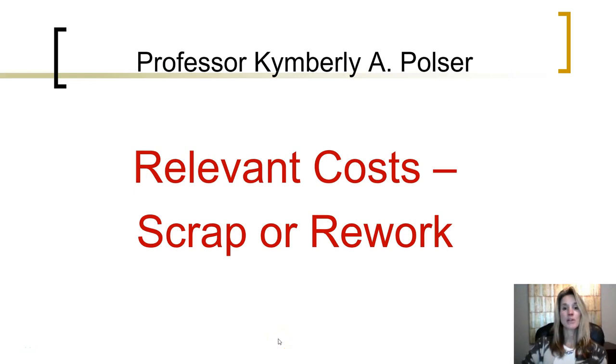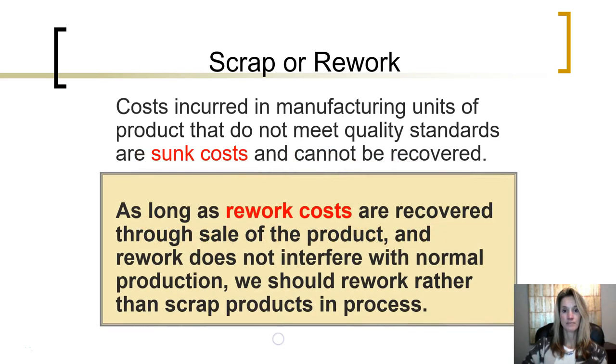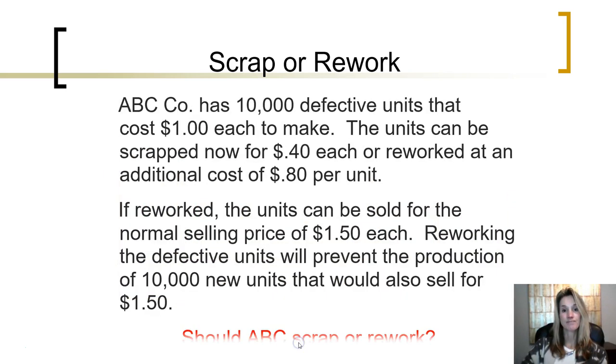In this episode, we are going to look at relevant costs in a scrap or rework decision. Costs incurred in manufacturing units of product that do not meet quality standards are sunk costs. They cannot be recovered. As long as the costs to rework those units to get them to a point where they can be sold are recovered through selling the reworked product, and the rework does not interfere with normal production, the decision should be to rework rather than scrap products.